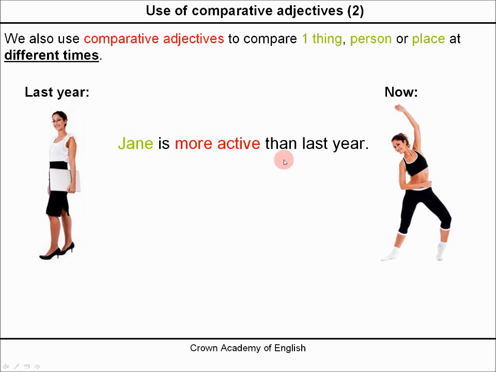Jane is more active than last year. So this is one person. So we are comparing one person at two different times. Okay? So we are comparing Jane now compared to last year. Jane is more active than last year. Notice that we do not necessarily have to say the word now. It is implied in the sentence.